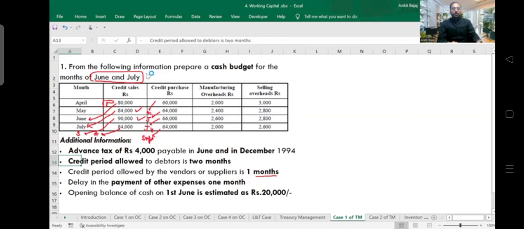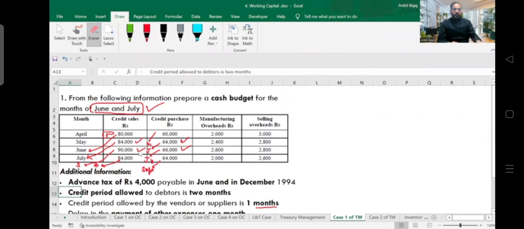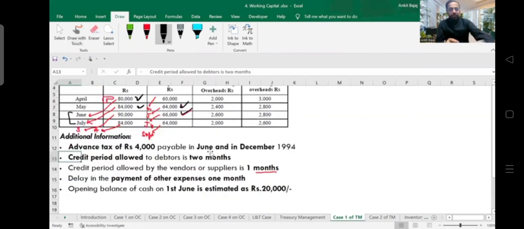So we have to prepare the budget for June and July. So which payment will we be taking here? 64 and 66. Here, we don't have to take 84,000 and 90,000. Here I made a mistake, because here you are allowing a credit period of 2 months. So June and July में कौन सा पे करेंगे हम लोग? June and July में 80,000 and 84,000 पे करेंगे. Sorry. So here we have to take 80,000 and 84,000. And for this credit purchase, we have to take 64,000 and 66,000. Hopefully you are able to understand.